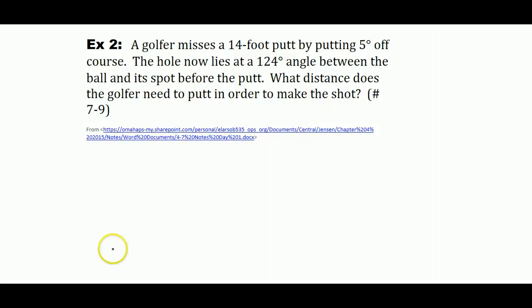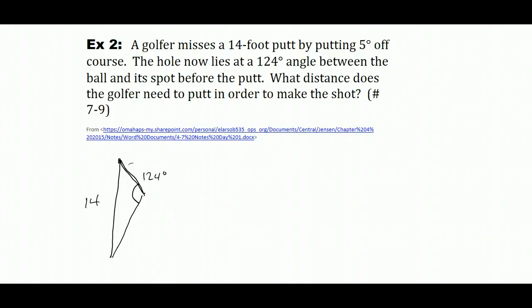All right, to draw yourself a picture, said that we had a 14-foot putt, and it was 5 degrees off course. Now, one thing that I don't know about this, I don't know if they hit it past or if they hit it too short. But there is a little bit of a clue. It says that the new hole lies a 124-degree angle between the ball and its spot before the putt. If I extended that line all the way past, if I shot it past the hole, the angle that gets created, that certainly cannot be an obtuse angle. That's too small. But if I look at the angle that I made too short, that certainly is an angle that's bigger than 90 degrees, so that could be my 124 degrees. So I ended up not shooting far enough.